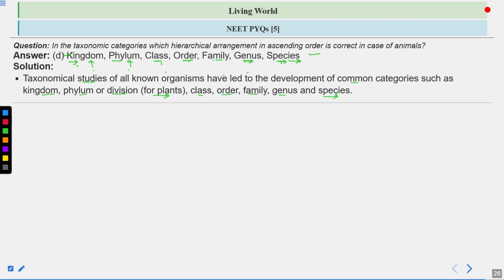Phylum is a higher category as compared to class. Phylum includes classes which have a few similar characteristics, and then kingdom includes phyla again with a few similar characteristics. Kingdom is the broadest category, the highest category. You should remember this. And you use division in case of plants and phylum in case of animals.